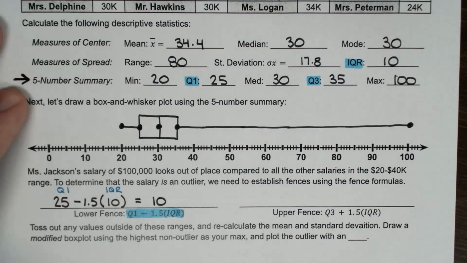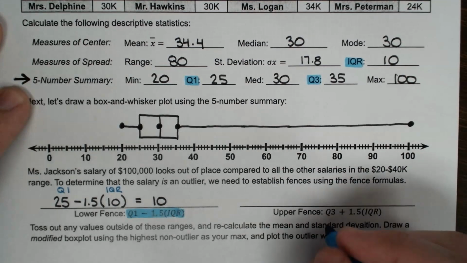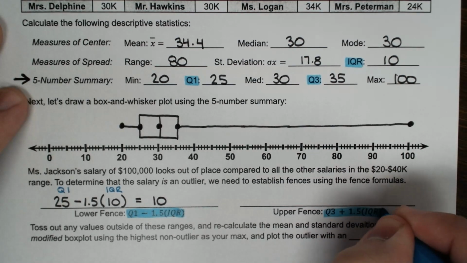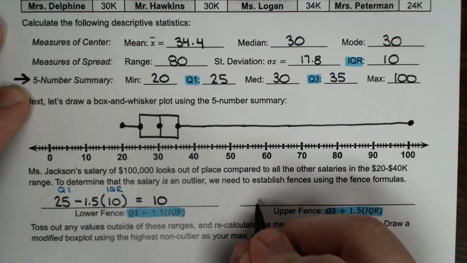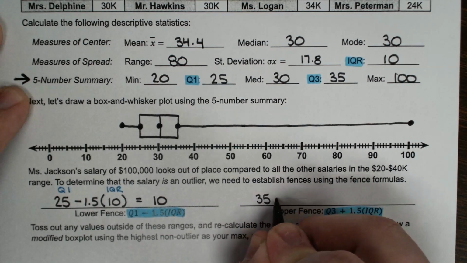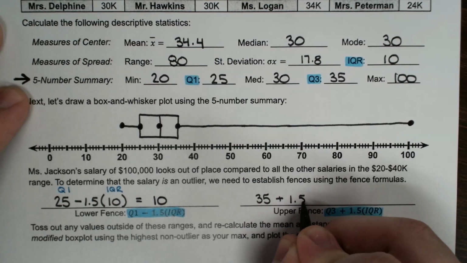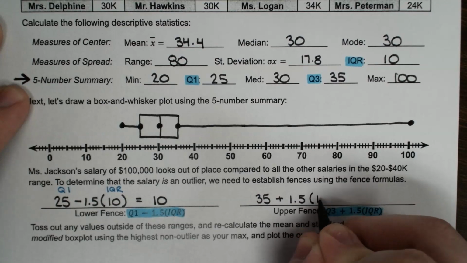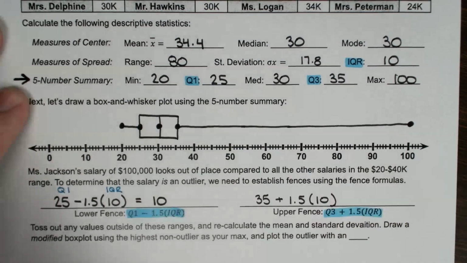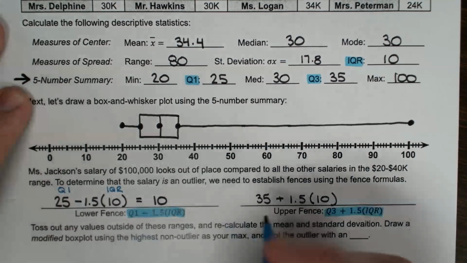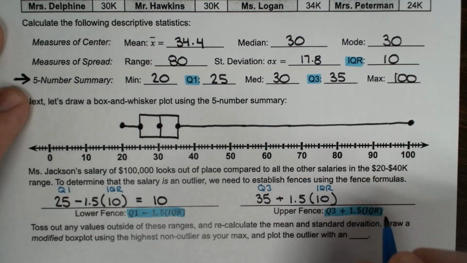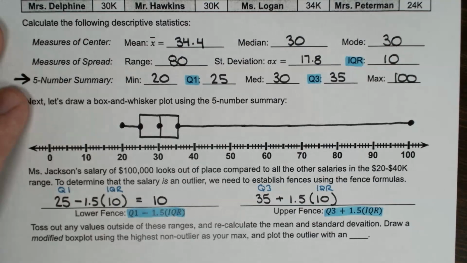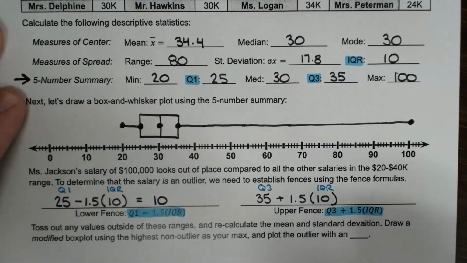Then, for the upper fence, Q3 plus 1.5 times the IQR. So Q3 is 35 plus 1.5 times the IQR, which is still 10. Add that, I think you get 50.